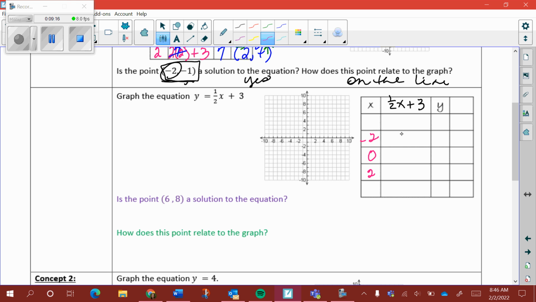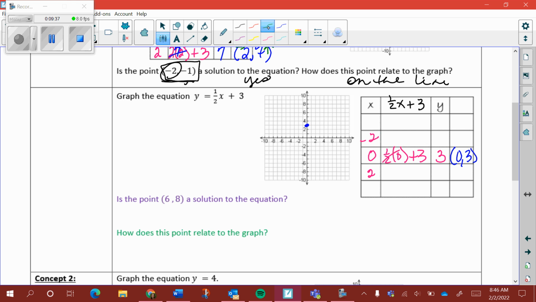At 0, that's where I always like to start. At 0, I'm going to say 1/2 times 0 plus 3. Well, 0 times 1/2 is still 0. Plus 3 would give me 3. So the ordered pair here is going to be 0, 3. 0 across, up 1, 2, 3.